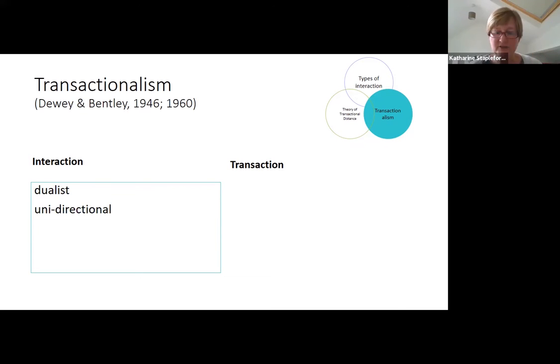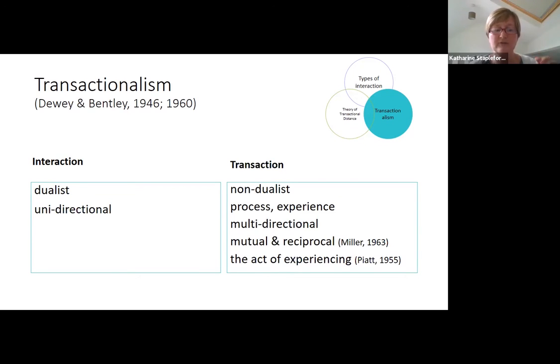Whereas transaction is a non-dualist process or experience. So for this, the learning material is not seen as neutral or static or objective. It itself alters according to the learner, time, the socio-cultural background, the state of mind, etc. So transaction is multidirectional. It's mutual and reciprocal, and it's an act of experiencing in which the different aspects of that transaction can't easily be separated from each other.